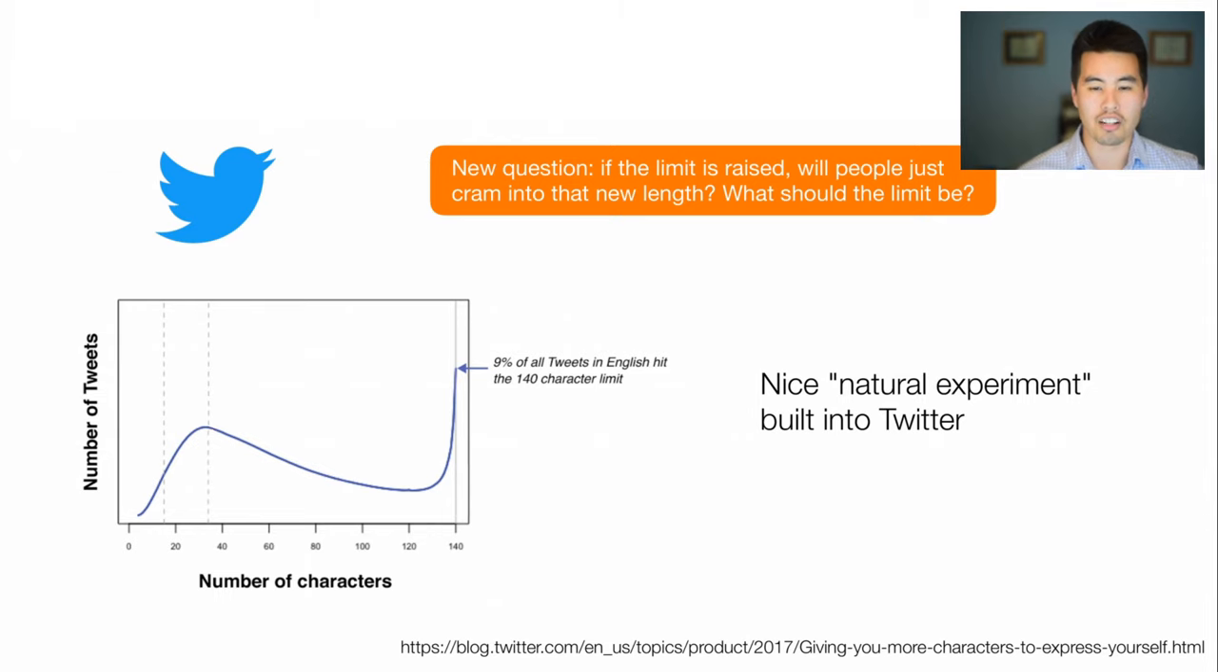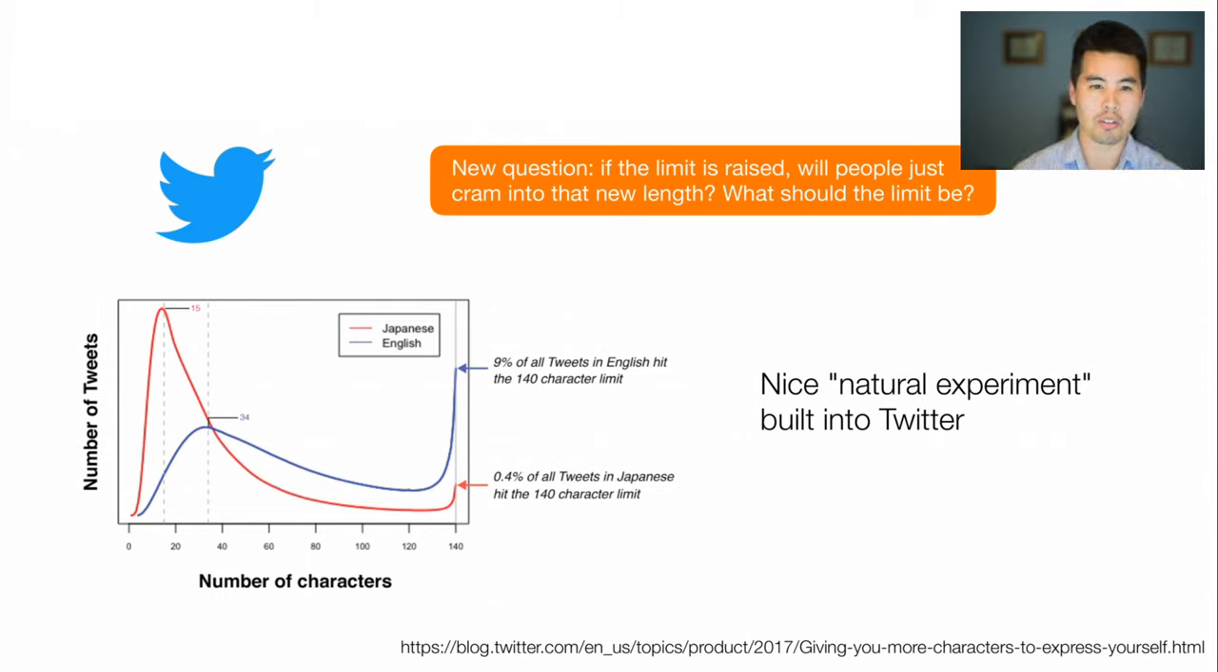So the natural experiment here in Twitter is Japanese. In Japanese, it turns out that almost none of the tweets max out their character limit. And in fact, the mode here is much less at just 15 characters per tweet, which tells us that it's not always the case that with unlimited capacity, people will simply max out the number of characters that they try to cram in.